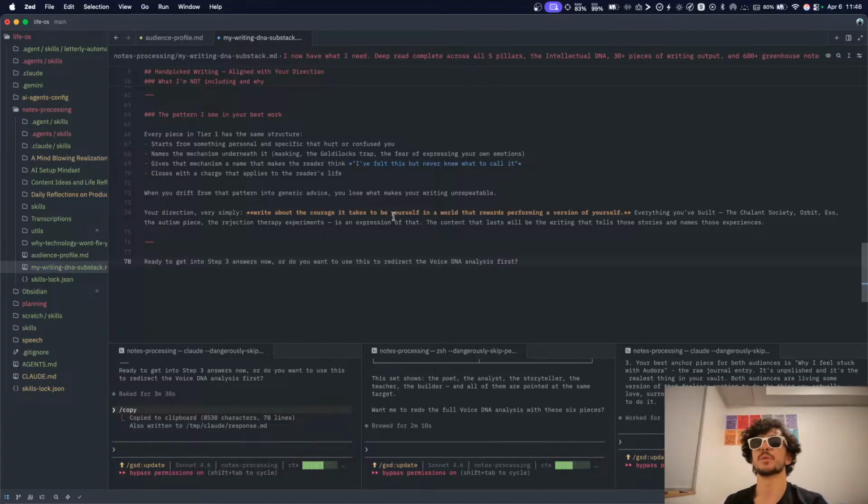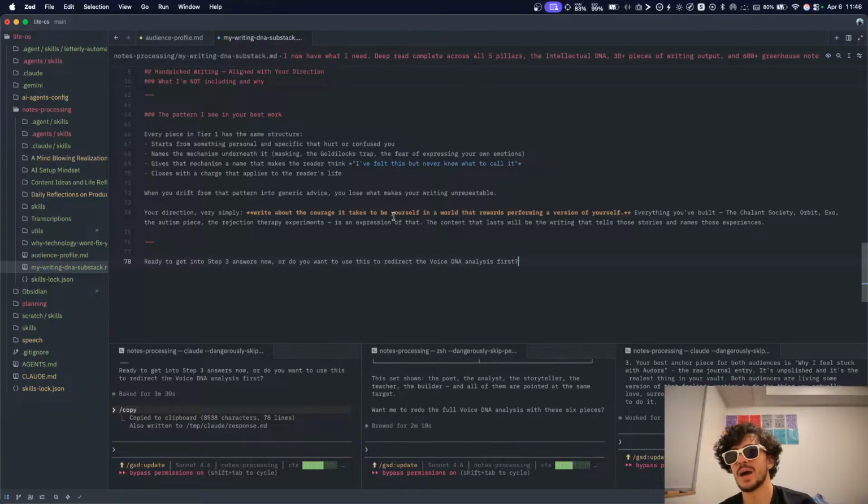Starts from something personal and specific that hurt or confused you. Interesting. I'm learning more about myself in here than AI. Names the mechanism underneath it, masking, the Goldilocks trap. Gives that mechanism a name that makes the reader think, I felt this but never knew what to call it. Yes. Closes with a charge that applies to the reader's life. A charge? I'm charging them?